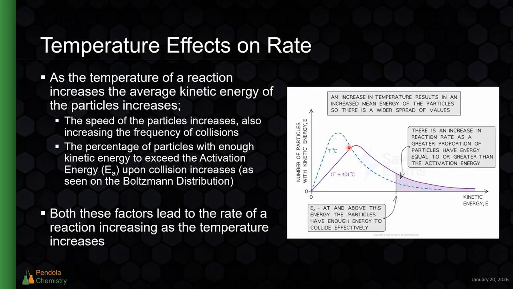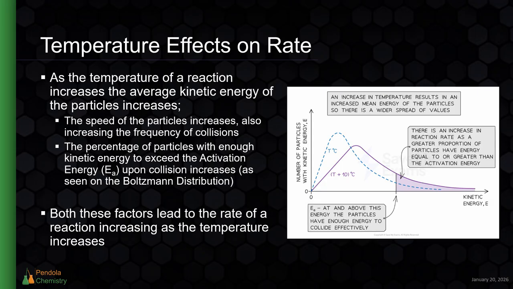The Boltzmann distribution in purple represents the kinetic energy of the particles at 10 degrees Celsius higher, at a higher temperature. So T, the blue one, is a lower temperature, purple is at a higher temperature. Notice that the shape changes, right? We still have the general hill shape to the Boltzmann distribution, but the distribution of kinetic energy in the sample shifts. And that makes sense.